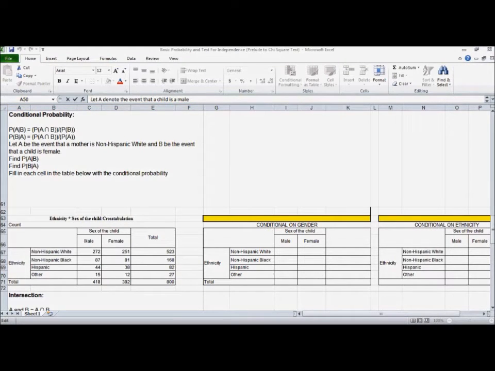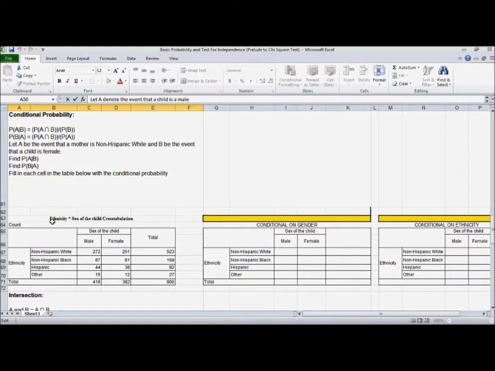You can simply look in your contingency table. For example, if I asked what is the probability of A given B, letting A denote that a mother is non-Hispanic white and B denote that a child is female. So A given B, meaning probability of non-Hispanic white given female. So that's written here.